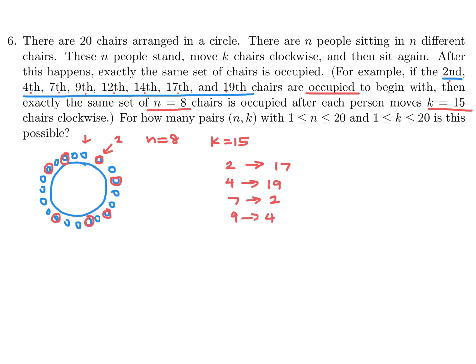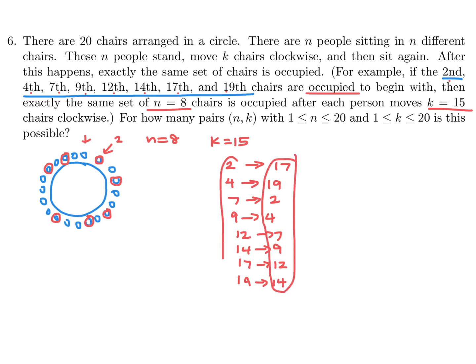9 will end up in chair 4. 12 will end up in chair 7. 14 will end up in chair 9. 17 will end up in chair 12. And finally, the 19 chair will end up in chair 14. Now, why is this significant? Because if you notice, these are the exact same as these. It's the same 8 numbers. It's a different order, of course. And that's what this question is all about.